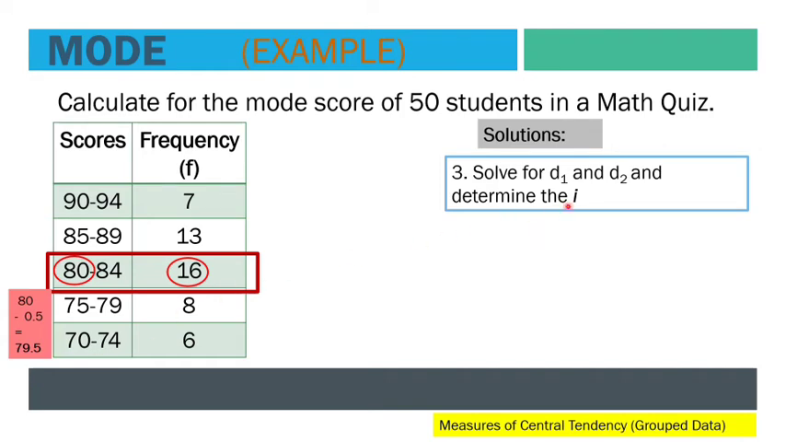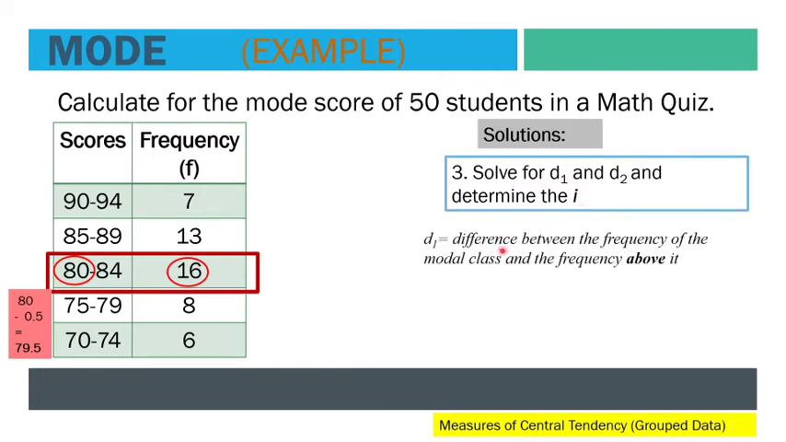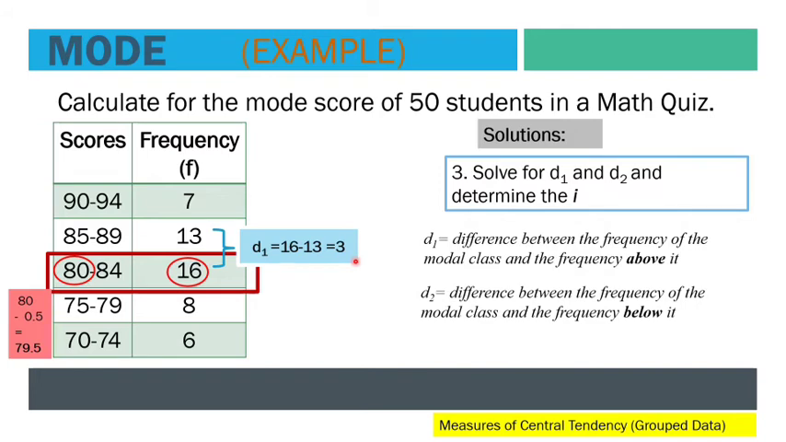We have to solve for D sub 1 and D sub 2 and also determine the value of I. So, D sub 1 again pertains to the difference of the frequency of the modal class and the frequency above it. So, this is the frequency of the modal class and this is the frequency above it. So, we have to subtract them. Okay, so we will have 16 minus 13. So, the value of D sub 1 is 3. And then D sub 2, it's the difference between the frequency of the modal class and the frequency below it. So this is the modal class and this is the frequency below it. So that would be 16 minus 8. Therefore, D sub 2 is equivalent to 8. Do you get it? Good.